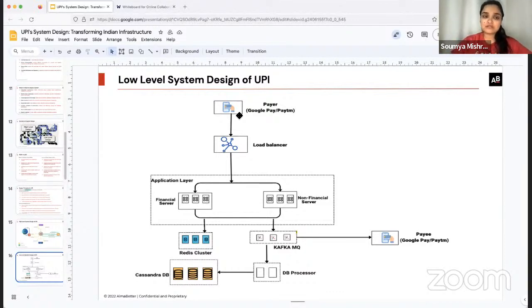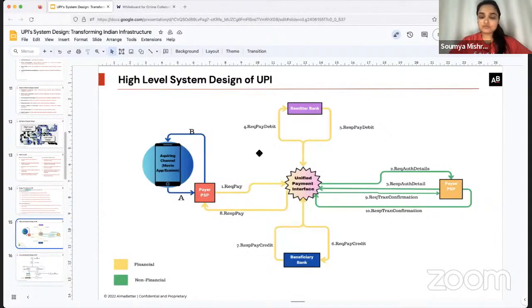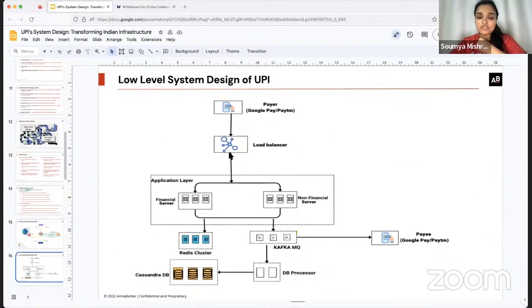Now, you have two types of server in such a system. There is a financial server, and there is a non-financial server, okay? So for example, let's take this. This green thing that you're seeing is non-financial, right? All the yellow things that you're seeing are financial. So for example, over here, if you're doing any transaction, when an amount is debited from your account, that is a financial thing, which will be handled by a financial server.